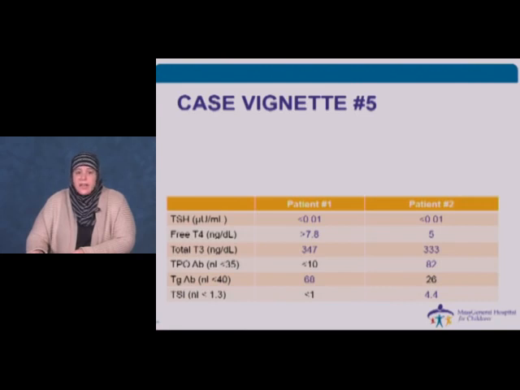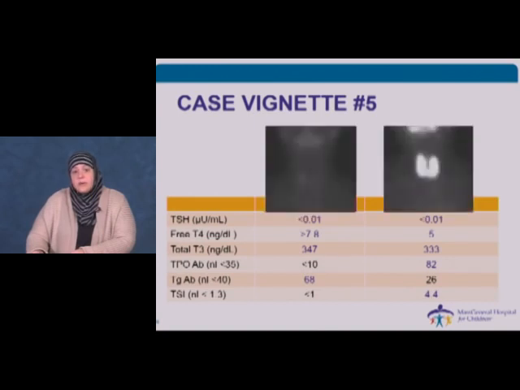Patient 2 had elevated TPO antibodies and significantly elevated TSIs. So this really speaks very much toward Graves' disease. We went on to get thyroid uptake scans in these patients, and you can see that patient 2 had a very avid thyroid, confirming the diagnosis of Graves' disease, whereas patient number 1 has essentially no uptake.